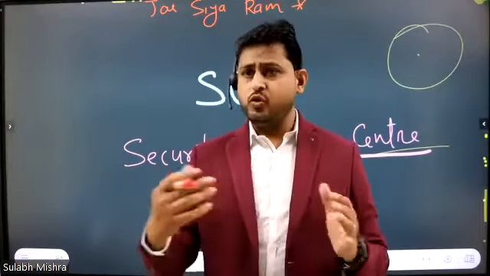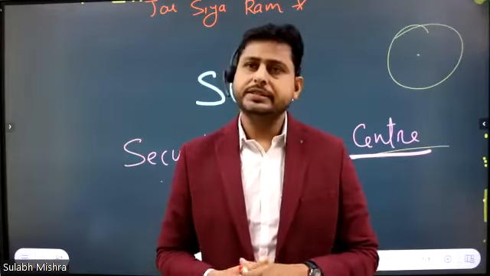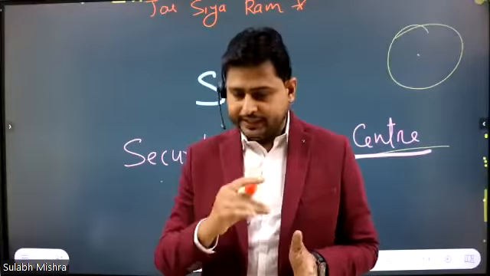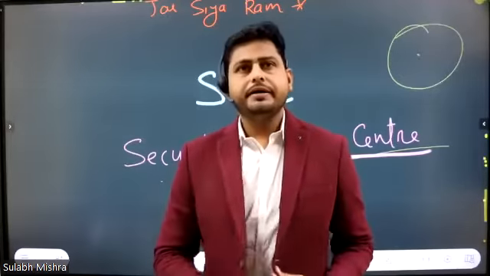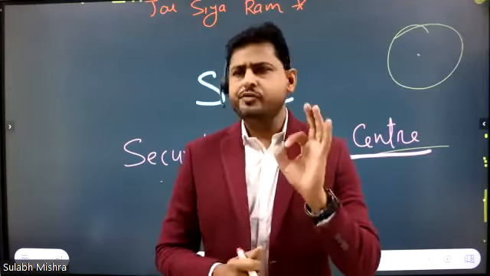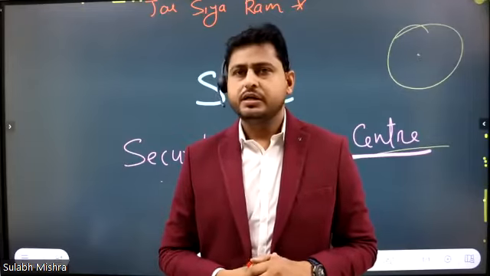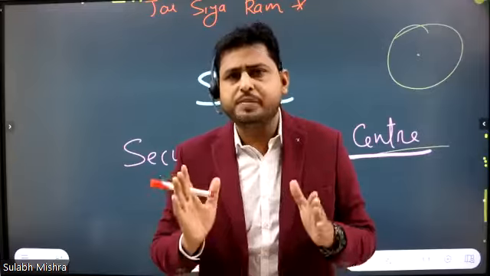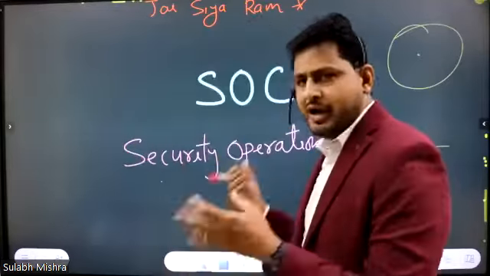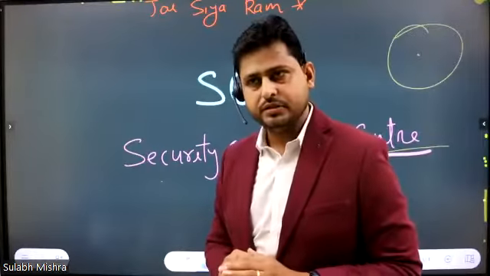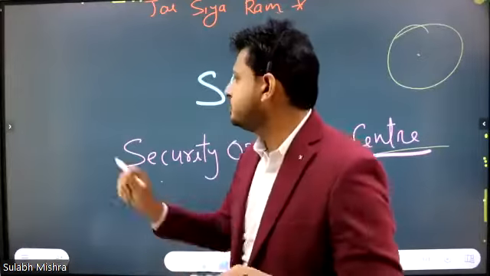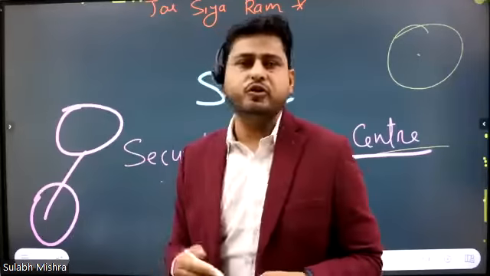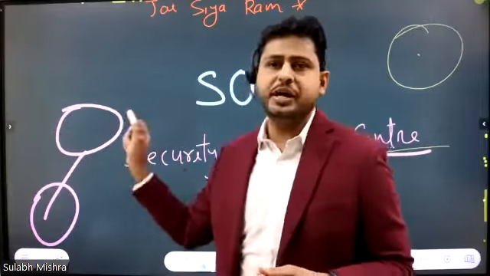The Security Operations Center has two objectives. First of all, they have to monitor each and every communication. And if any kind of compromise happens, they have to ensure that the impact of the compromise is minimal. For example, if one computer is compromised, they should come to know that this particular computer is compromised, and other systems should not be compromised. That means the impact of the compromise should be minimal.